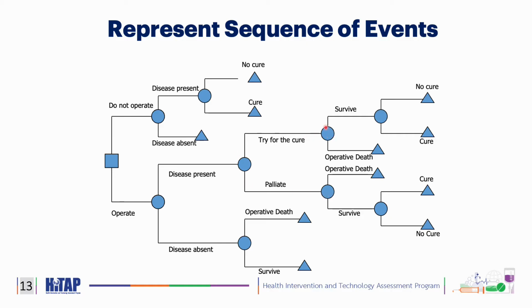And if the disease is cured, the patient would survive or die. If the patient survives, the patient will survive in the state of cure or no cure, ending here. In case of palliative care, we want to see if the patient survives or dies as well. And in case of surviving, we want to see if they are cure or no cure before ending the model.